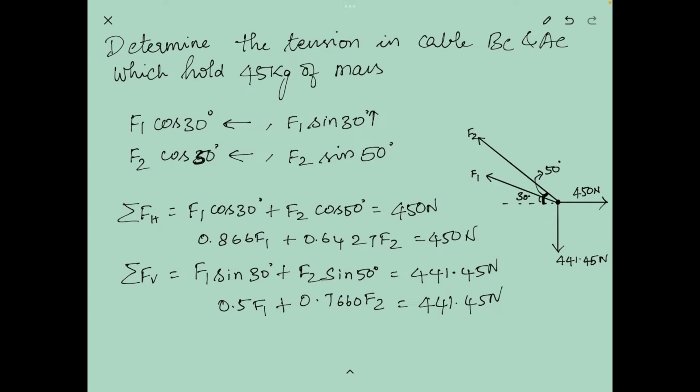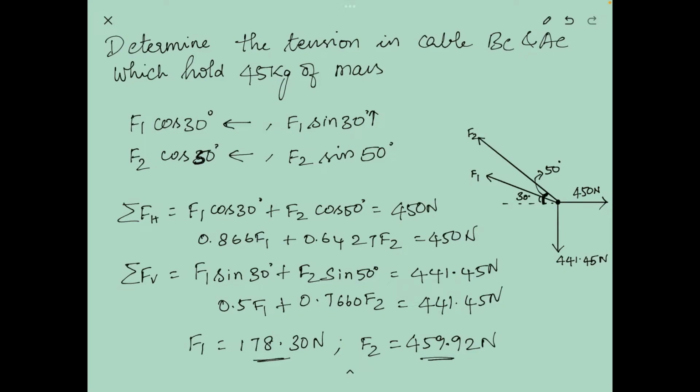Now we have two equations and two unknowns. So when we solve the system of simultaneous equations, we will have F1 equal to 178.30 newtons and F2 as 459.92 newtons. So from this, the tension force AC will be 178.3 newtons and the tension force BC will be 459.92 newtons. This is how we can make use of the equilibrium condition to solve real problems. It's also not that difficult, right?